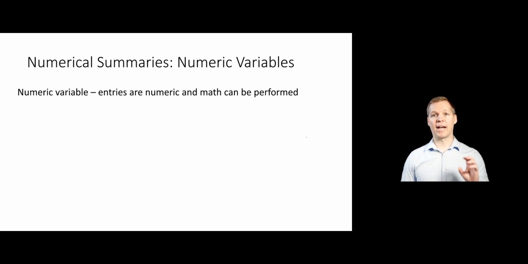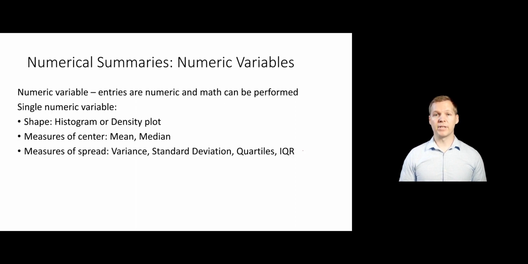Numeric variables, remember, have to have numbers for their entries, of course, but then you also need to be able to do math on those numbers. What we try to do is describe the distribution of our numeric variable. And if you have one numeric variable by itself, the things that you try to describe are shape, center, and spread. Those are the main things that we try to do.